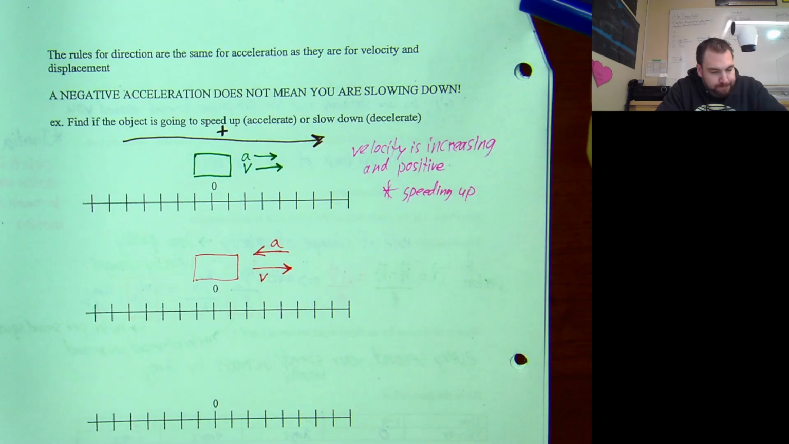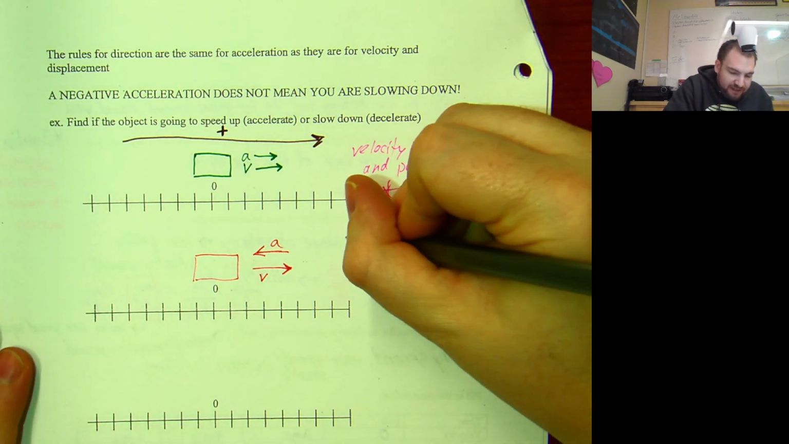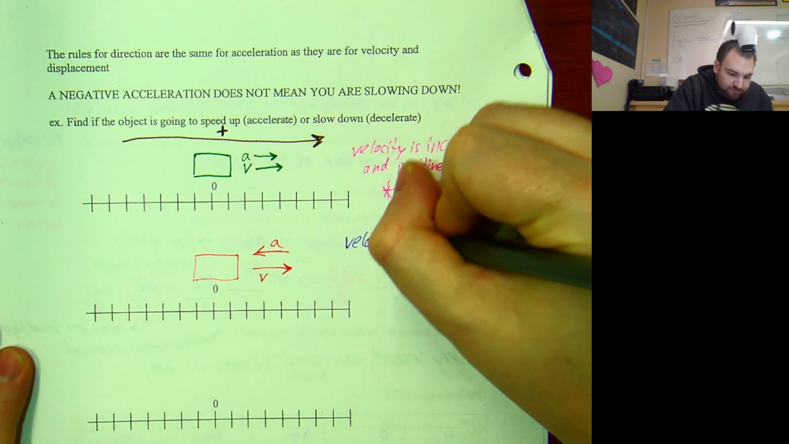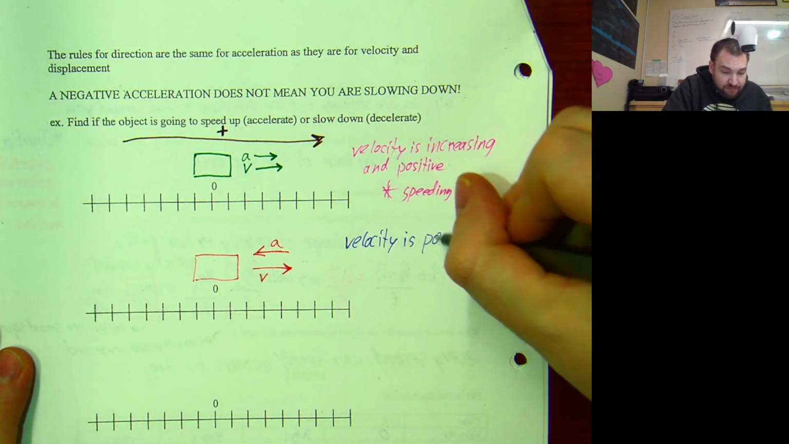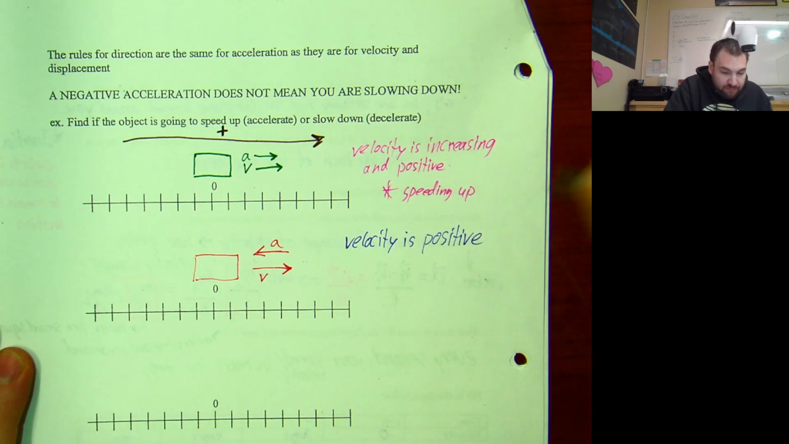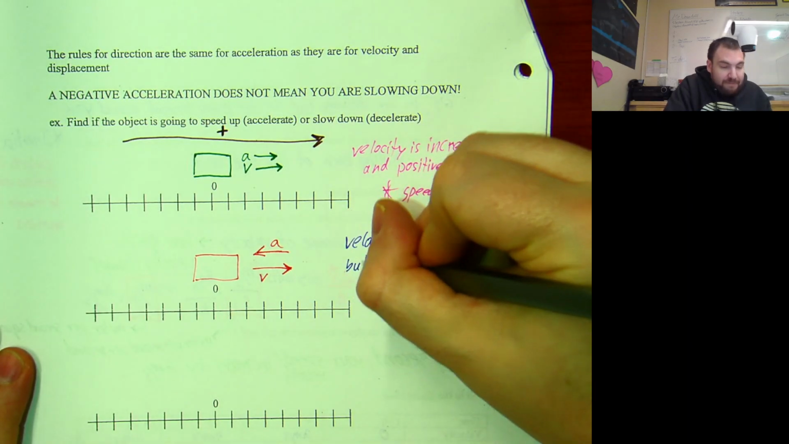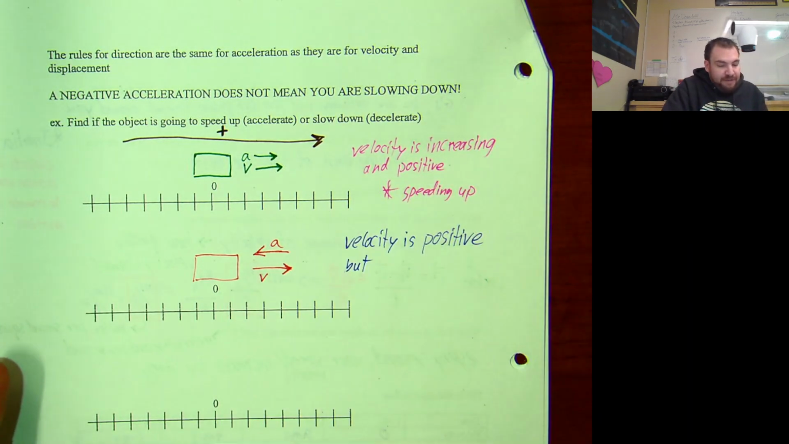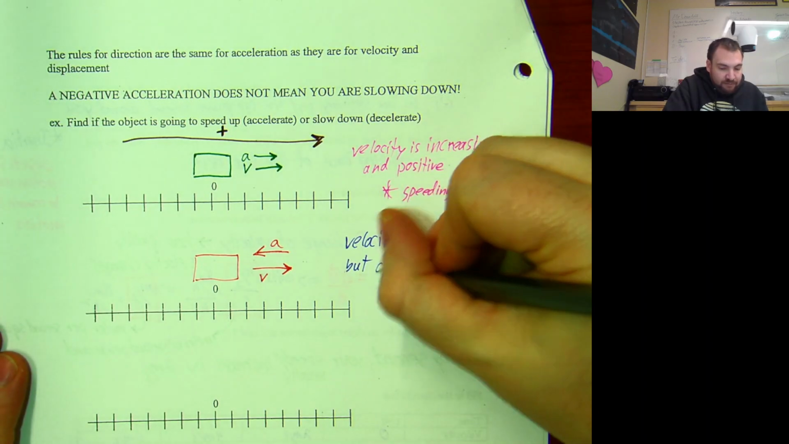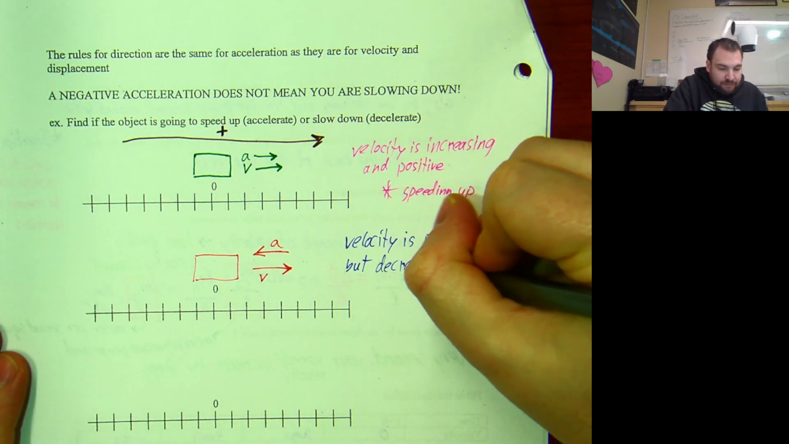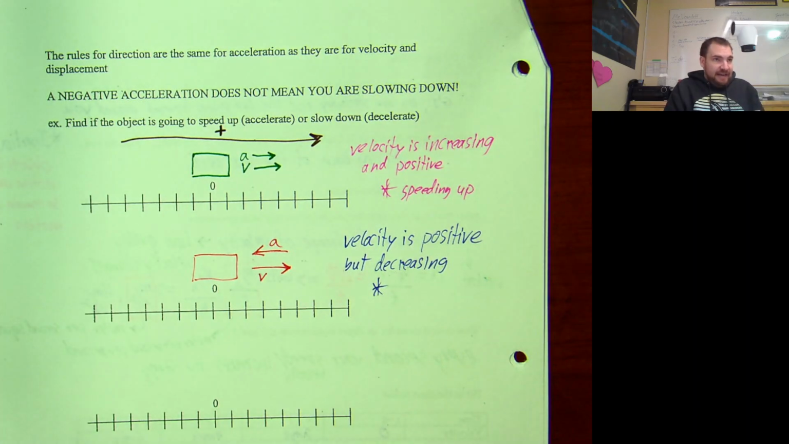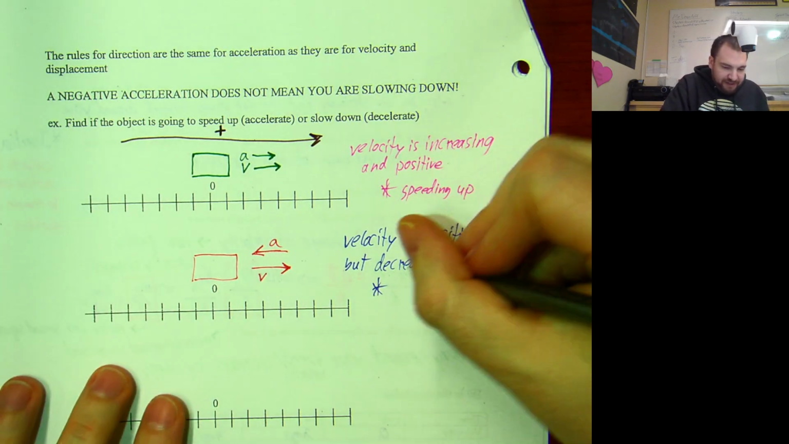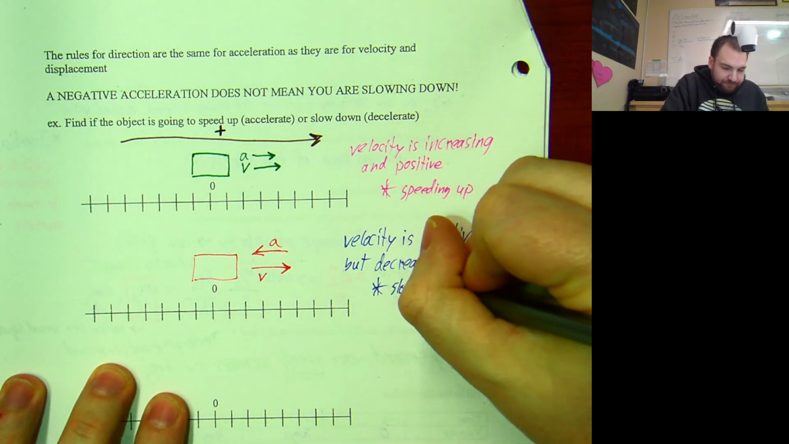Manuel. Okay, so velocity is still positive, but because my acceleration is backwards, that means my velocity must be decreasing. So as Manuel already said, in common vernacular, we would say that this thing is slowing down.